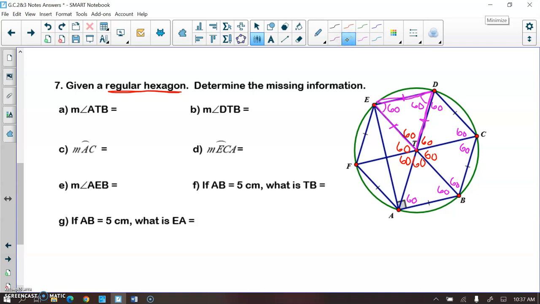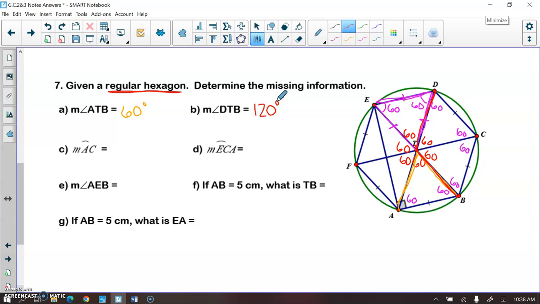So I want the measure of angle ATB. ATB is this central angle here. That's 60 degrees. And then I want the angle DTB, which is this angle here, DTB. So if I add the two 60-degree angles together, I get 120 degrees.